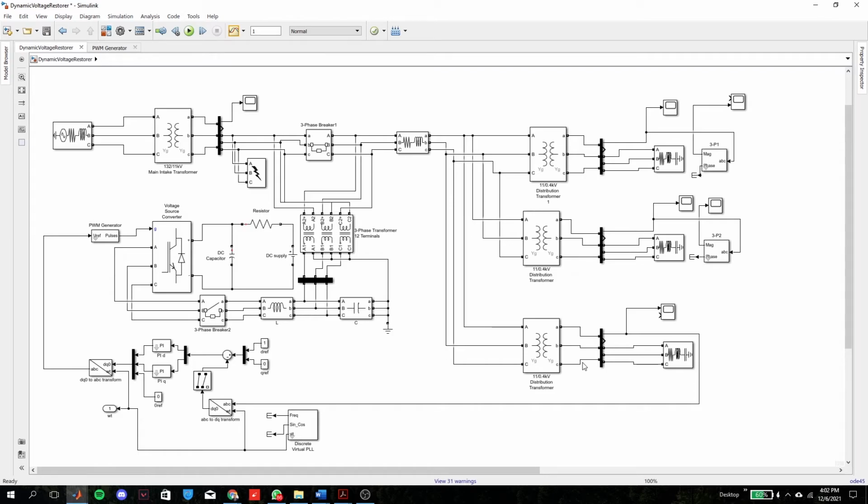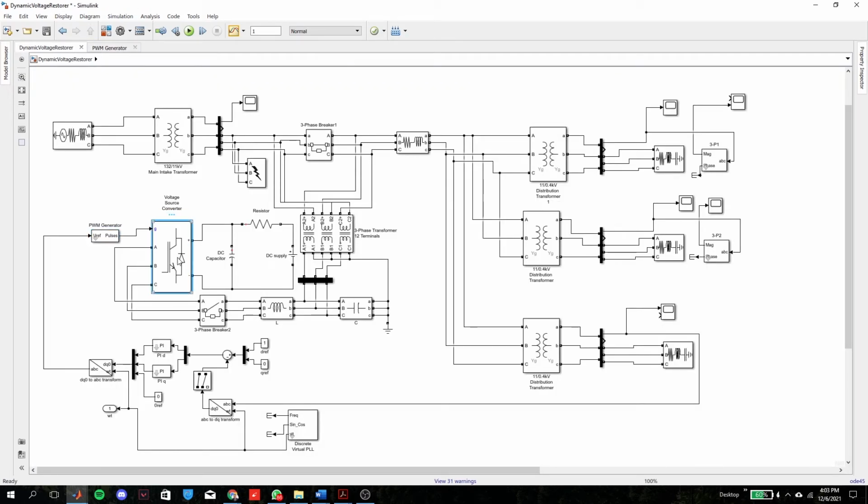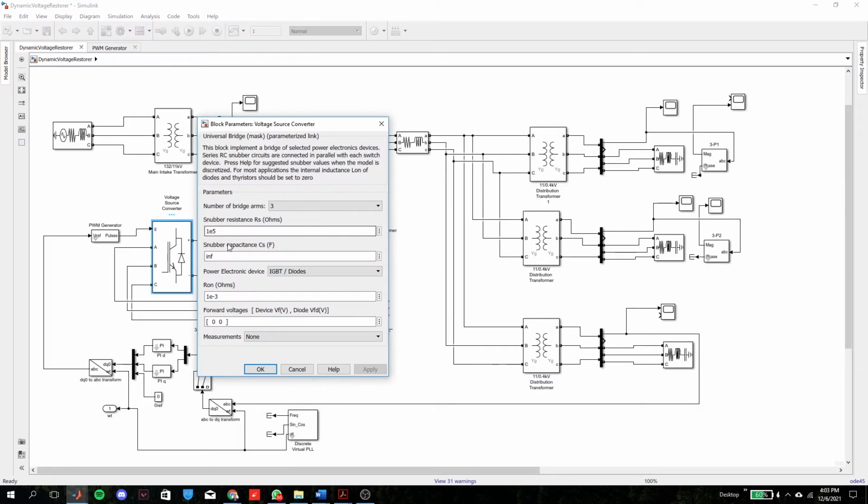When voltage sag occurs, the controller of the DVR receives the signal in terms of the distorted voltage. The controller processes the error signal, which is the difference between the distorted voltage and the reference voltage, to 0, and then the signal is passed to the PWM generator. In the PWM generator, the signal is compared with the triangular carrier signal to generate the switching pulse for the voltage source converter. The voltage source converter consists of a 2 level, 3 arm IGBT, the same as used in the D-STATCOM.